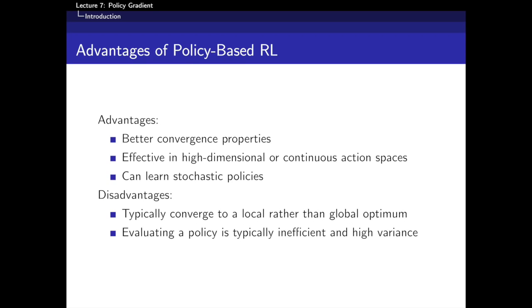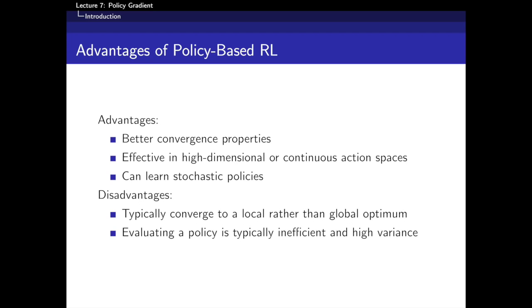You're smoothly updating your policy. You don't get these dramatic swings in what action you're going to take, because you just make a little incremental change to your policy and you move in the direction that makes your policy better. And so they tend to have better convergence properties, and indeed if you just directly follow the policy gradient, you're guaranteed to converge at least to a local optimum.